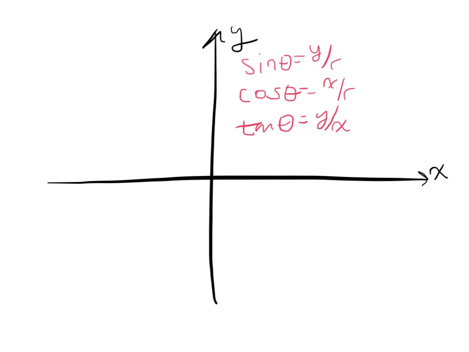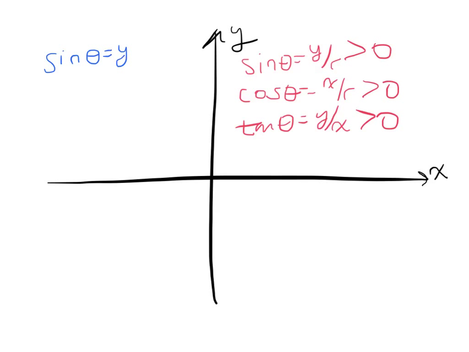Now, we know that r represents a radius, which is always positive. And in the first quadrant, all of our coordinates are positive, so both x and y will be positive. So each ratio would turn out to be a positive number because they're comparing positives to positives. But in the second quadrant, things are going to change a little bit.